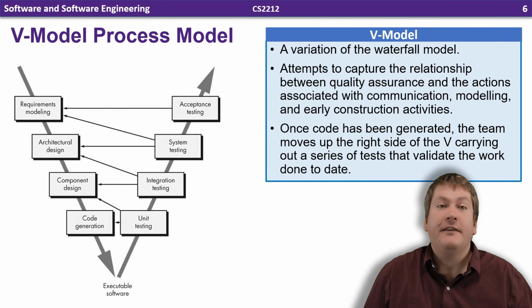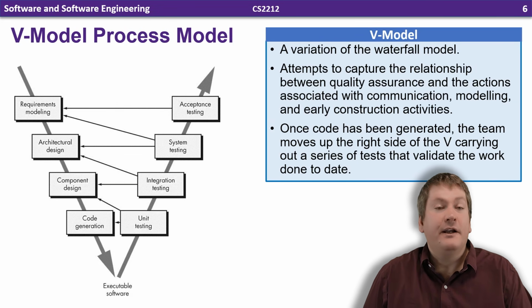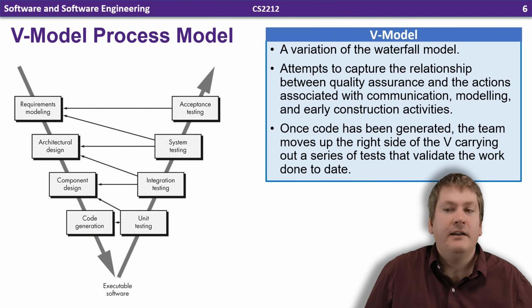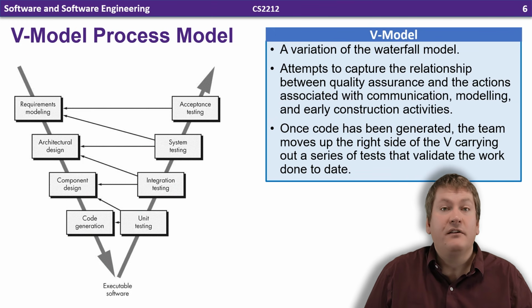So the idea here is that our key framework activities are happening going down the left side of the V. Those would be things like requirements gathering, that would be communication, our architectural and component design, that would be modeling, and code generation would be construction.